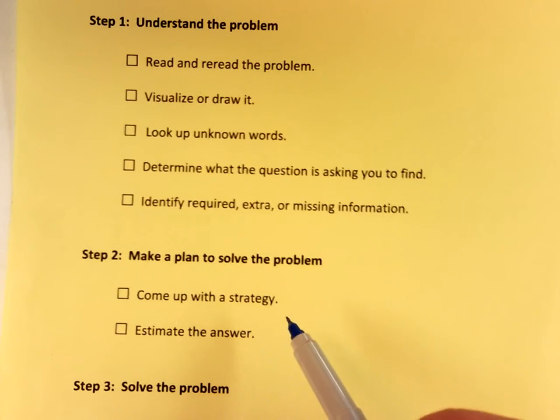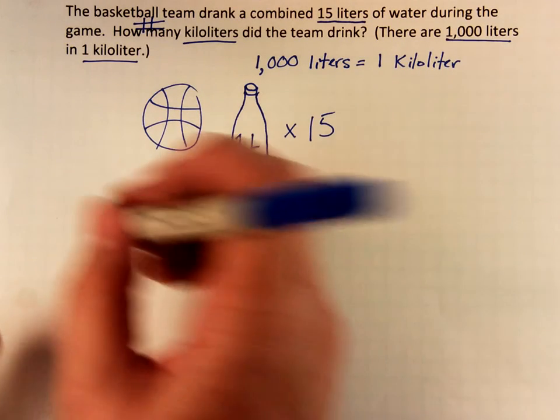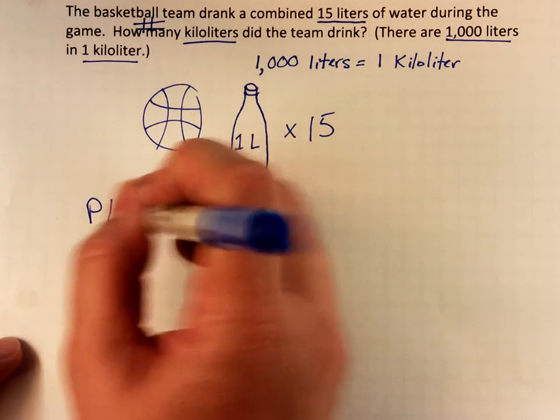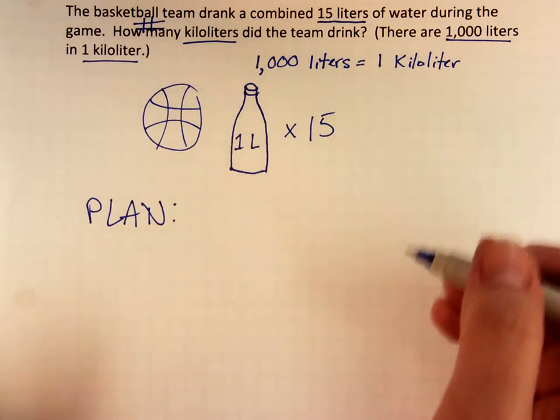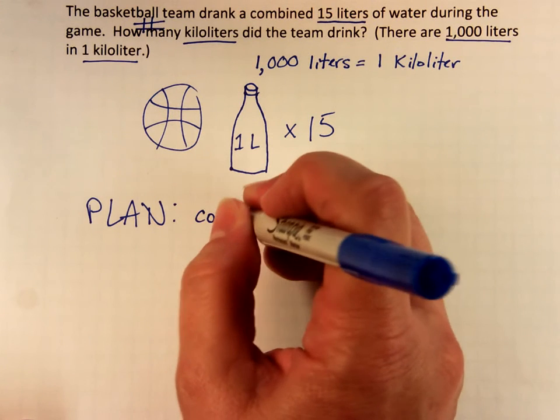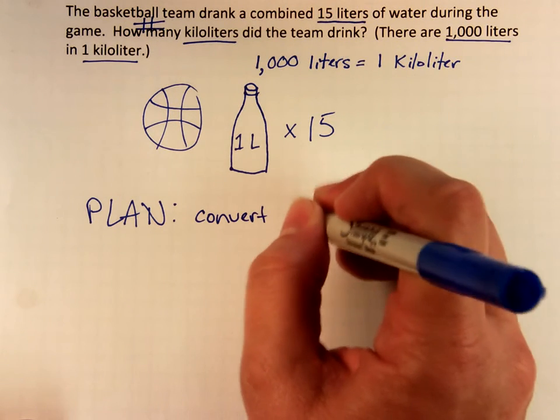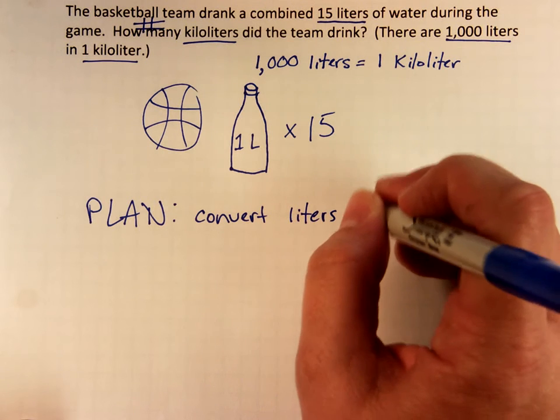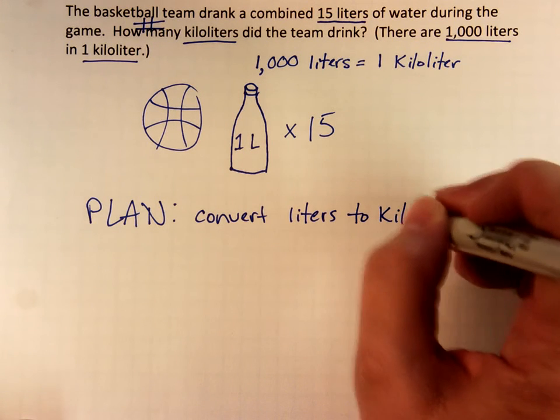Step number 2, make a plan to solve the problem. Come up with a strategy and estimate the answer. All right, here's our plan. We know we're going to have to convert liters into kiloliters. That's what I'm going to write as my plan. Convert liters to kiloliters.